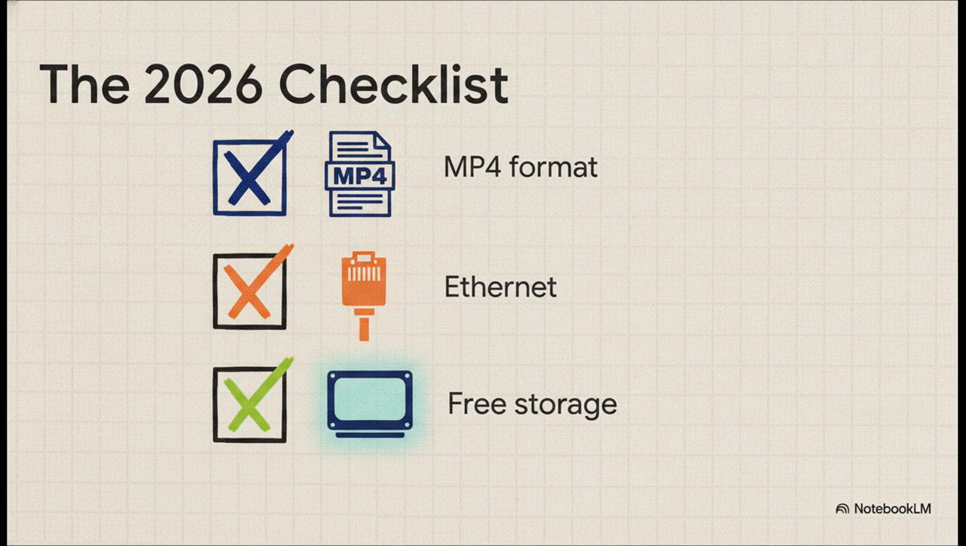Number 3, bypass Wi-Fi instability completely by using a hardwired Ethernet connection. Number 4, keep your browsers and mobile apps fully updated to avoid any software conflicts. And number 5, keep your device storage breathing with plenty of free space. If you check these 5 boxes, your upload failure rate is going to drop to near zero.